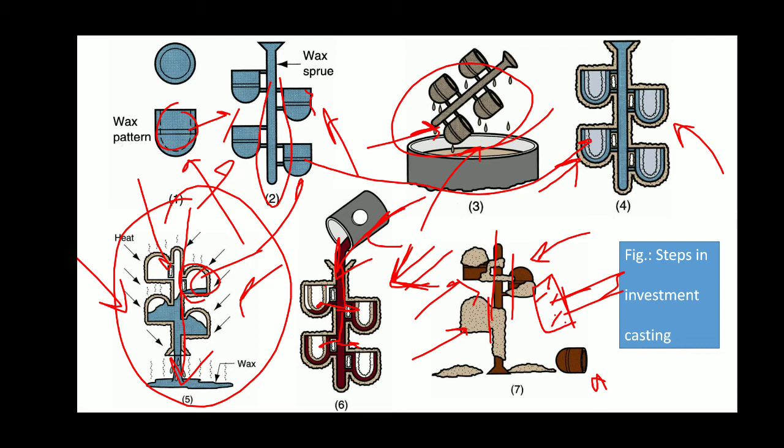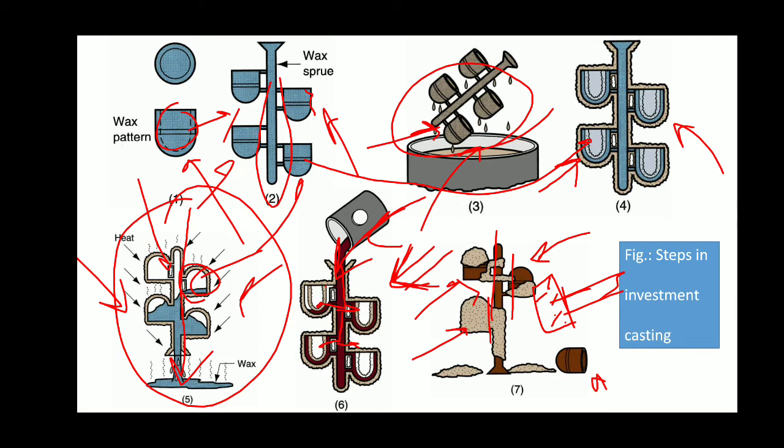The pattern is made of wax. As it is made of wax, giving details on the surface is very easy. After that, we coat it with refractory material. Sufficient coating is being done, and we can have a number of layers. Sometimes it is air dried. But after that, we get that particular concept, the tree.